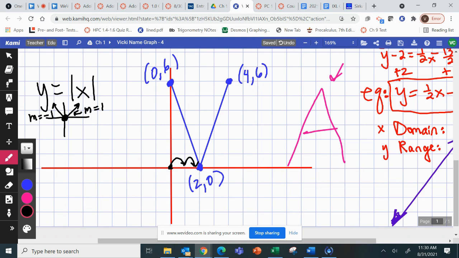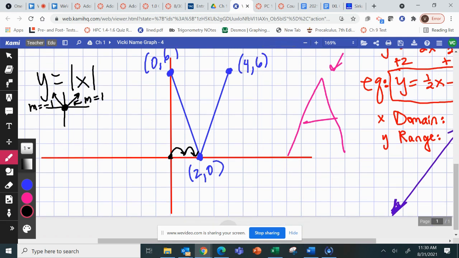Elijah? Was it a horizontal shift right 2? Yep. And then some of you said the correct vocabulary. I heard it. What was it? Translate to the right 2. Yeah. So we're translating right 2. So that means is horizontal inside or outside? Yeah. Is horizontal inside or outside?